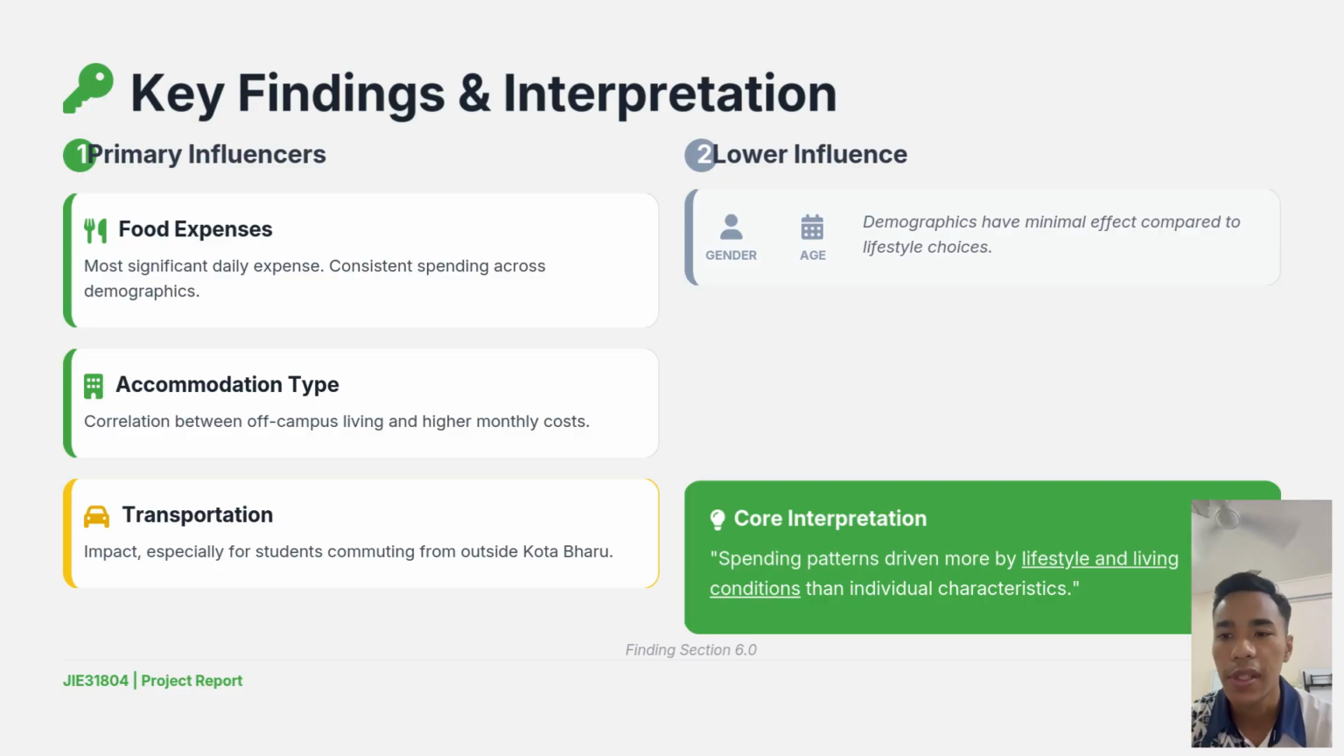So next is the result discussion. Our results show the MAE of RM 457 and 0.8 cent, while the R squared is negative, indicating that student spending is highly unpredictable and non-linear. The model provides little insight. It shows us exactly where the noise in students' spending comes from and where the model is struggling to predict.